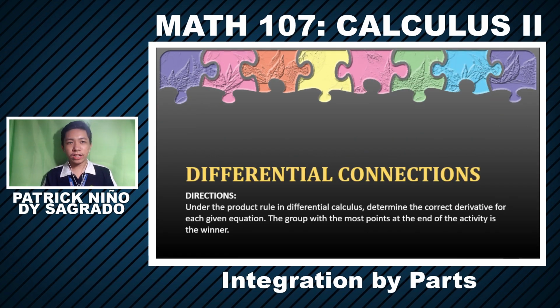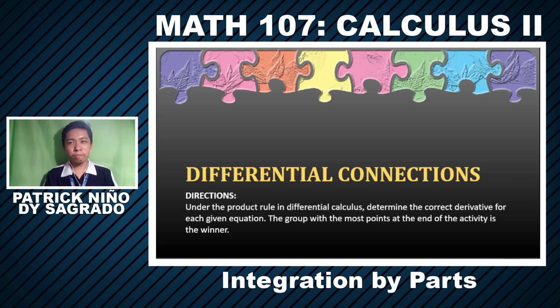called Differential Connections. So our directions, as you can read, that under the product rule in differential calculus, determine the correct derivative for each given equation. The group with the most points at the end of the activity is the winner. So how do we do this? I will let you answer through multiple choice individually, and later we will accumulate the points for each group. So as I said, the most points will be our winner.